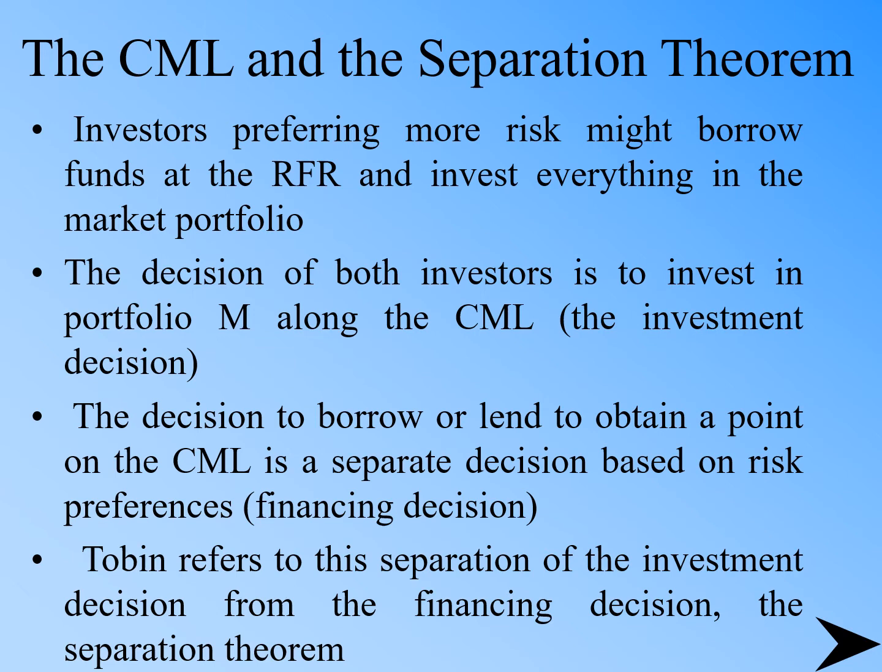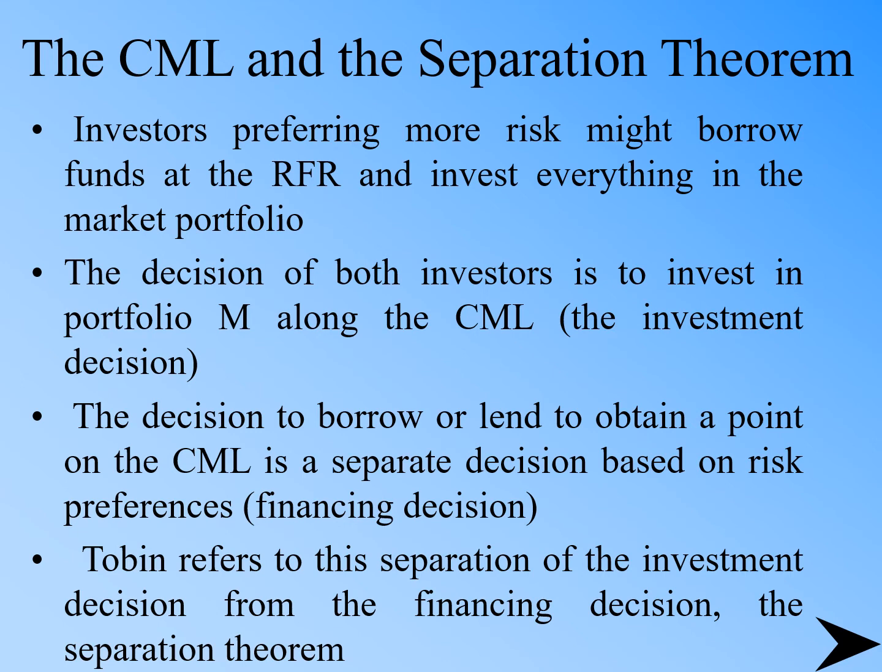The decision of both investors to invest in portfolio M along the CML is the investment decision. The decision to borrow or lend to obtain a point on the CML is a separate decision based on risk preferences, and it is known as the financing decision. The investor either borrows or lends money to take a position on the capital market line. It is totally based on their risk preferences.